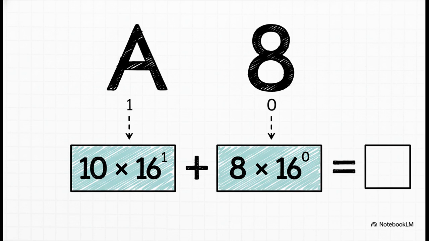The only thing you change is the base. Instead of 2, you're multiplying each digit by 16 to the power of its position. Same idea, just a different base number.